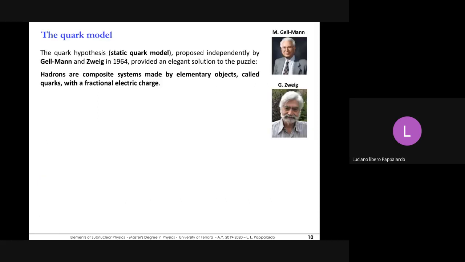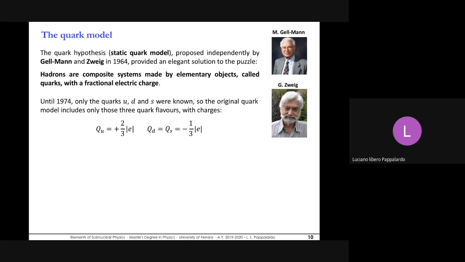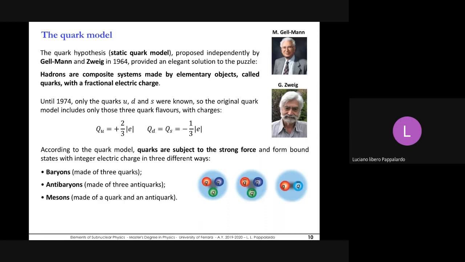Now, the quark model. The quark hypothesis, also called the static quark model, was proposed independently by Gell-Mann and Zweig in 1964, who in fact provided an elegant solution to the puzzle. According to their proposal, hadrons are composite systems made by elementary objects that we now call quarks, which carry a fractional electric charge. Until 1974, only 3 quark flavors were known: the up, the down, and the strange. And so the original quark model, of course, only included those 3 quark flavors. The up quark comes with a fractional charge of 2/3 of the electron charge, and the down and the strange minus 1/3, as you know. According to the model, quarks are subject to the strong force and form bound states with integer electric charge in 3 different ways. They can arrange into baryons made by 3 quarks, antibaryons made by 3 antiquarks, and mesons, as you know, made by a quark and an antiquark.